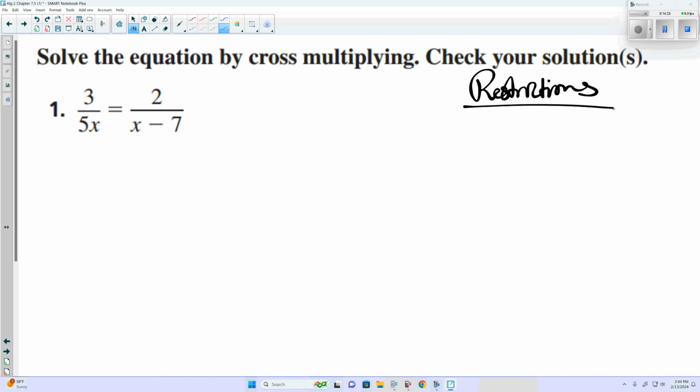Restrictions. Well, only two places where the denominator can be 0 is with our 5x and x minus 7. Well, with 5x, we can divide both by 5, telling us x cannot be 0. And with our x minus 7, we just set it equal to 0, solve for x. So x equals 7. So when x is positive 7, we'd have a denominator of 0, and it will not work.